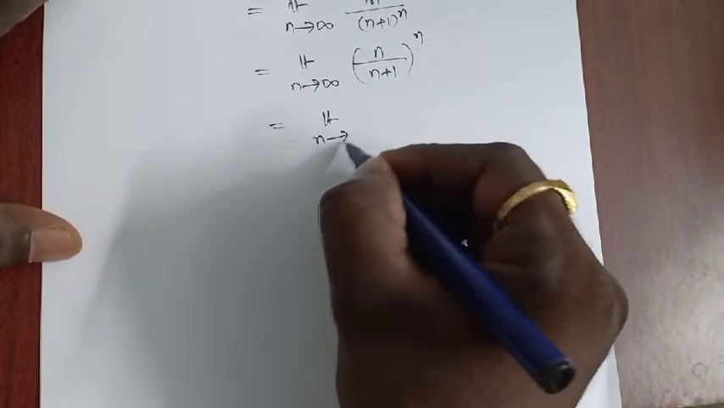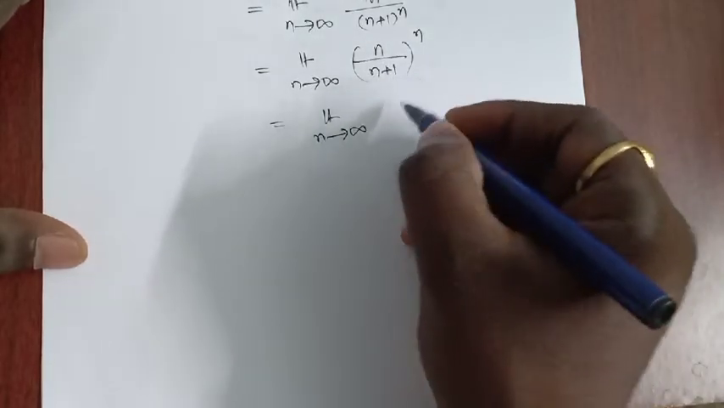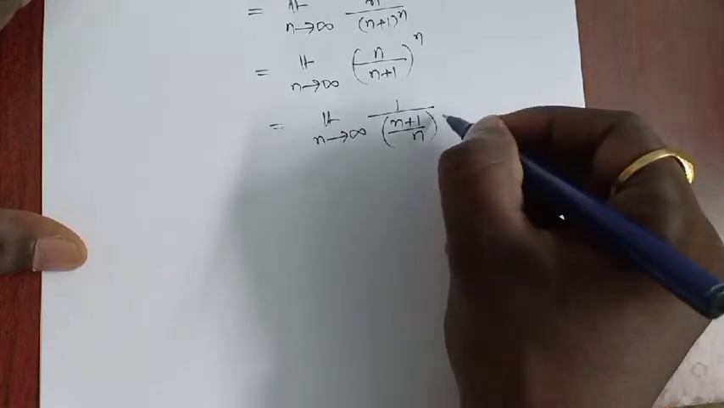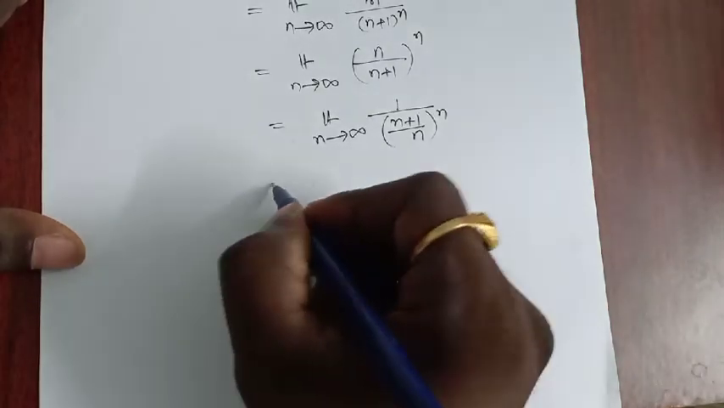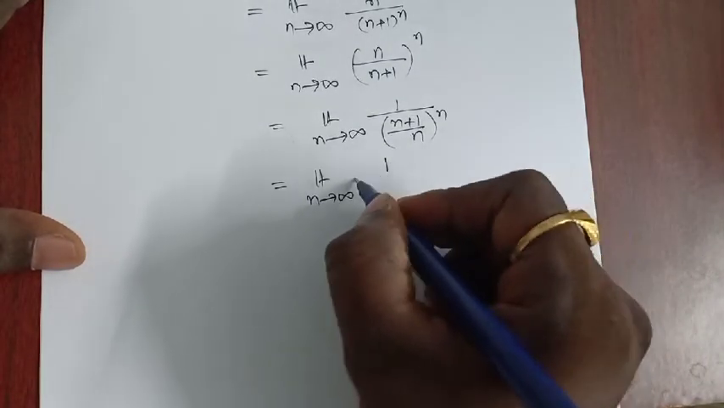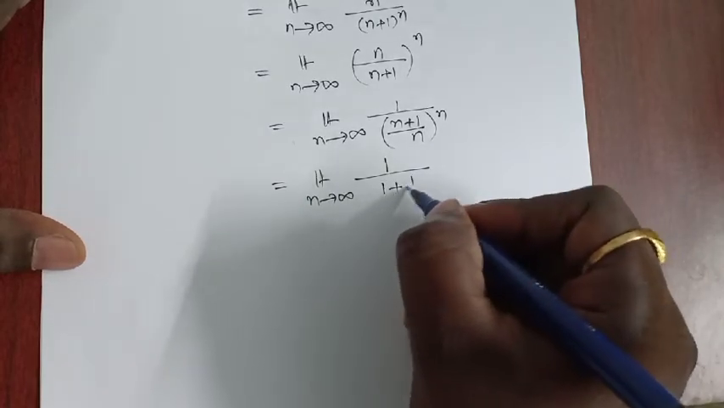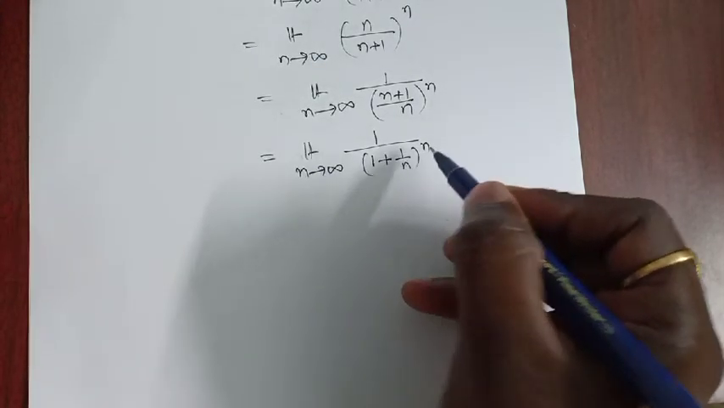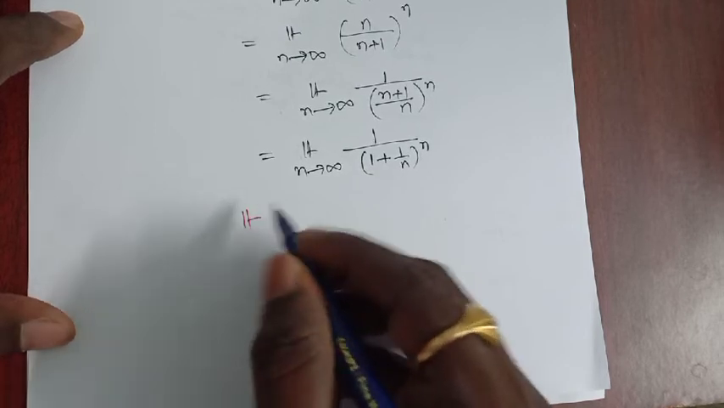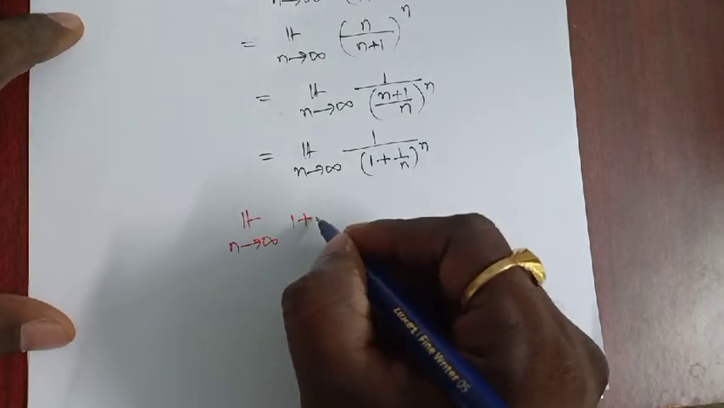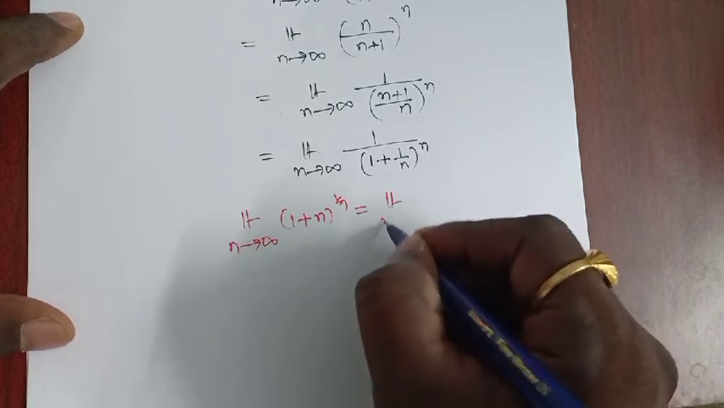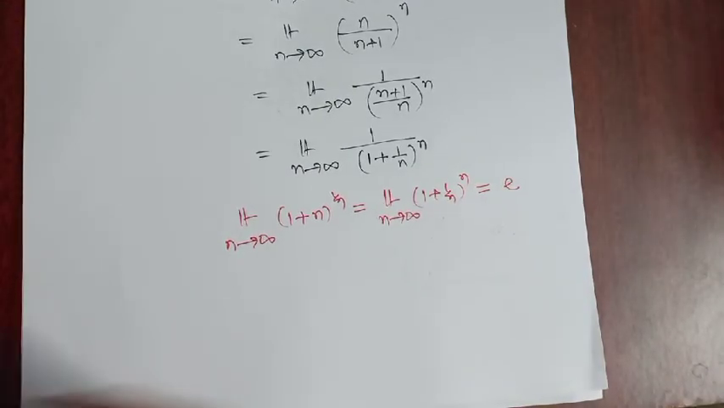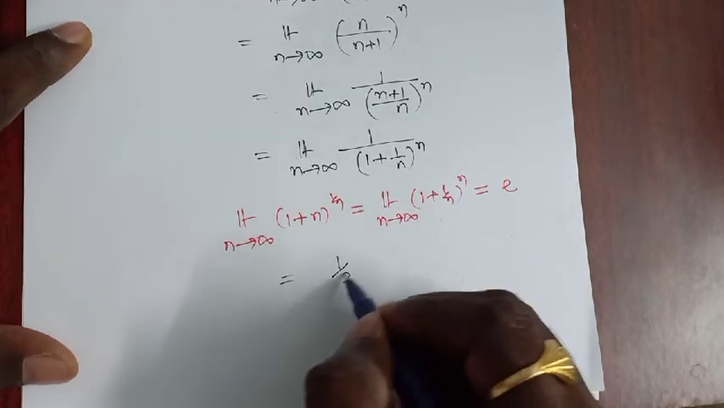Now it is known as limit n tends to infinity n by (n+1). Now send it to the denominator, what do we get? 1 by ((n+1) by n) whole power n. So no problem with this. Now (n+1) by n can be written as 1 plus 1 by n, whole power n. From the limits, limit n tends to infinity (1 plus 1 by n) whole power n, or limit n tends to infinity (1 plus n) whole power 1 by n, both are equal to e. So finally from this we have 1 by e.